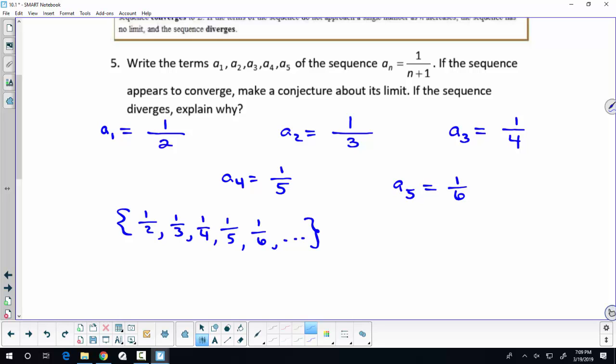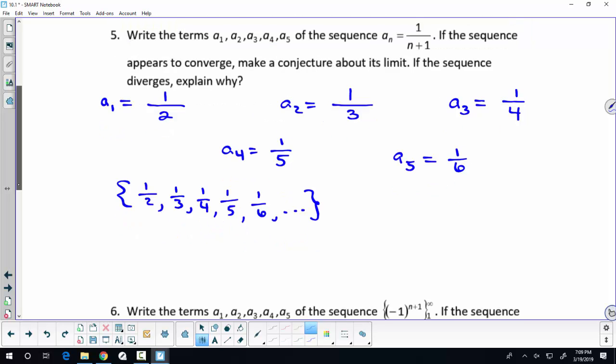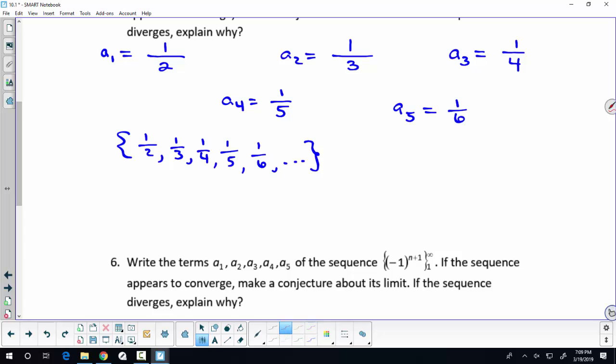Does that appear to converge or diverge? Okay, so our guess is that it converges. What does it appear to converge to? 0. Yeah, so the way we can look at that is just through a limit. What's the limit as n approaches infinity of 1 over n plus 1? 0. Yeah, they get smaller and smaller.